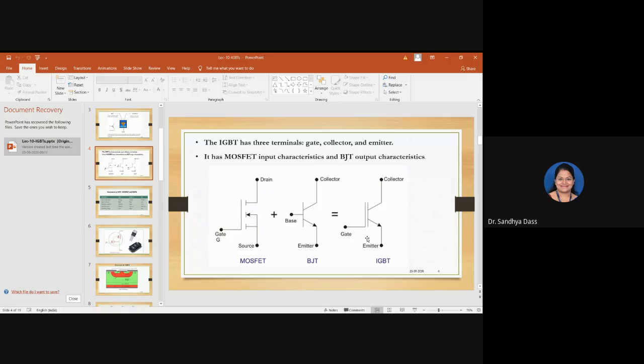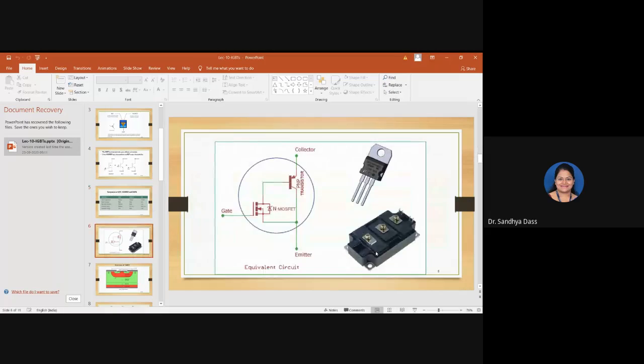So if you observe, the symbol of IGBT and its terminals will be gate, collector and emitter, because in MOSFET we have the gate at the input, and the drain and source terminals are replaced by the collector and emitter of the BJT. Okay, so finally the terminals in IGBT will be gate, collector and emitter. So we were discussing the internal structure there.